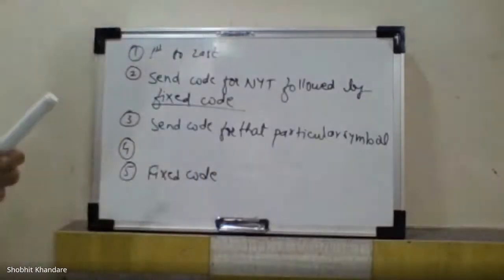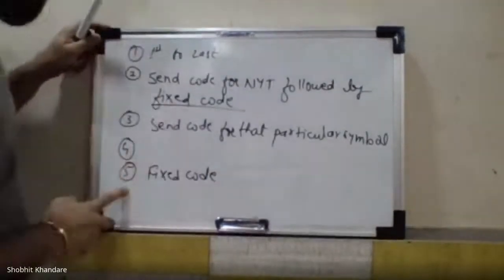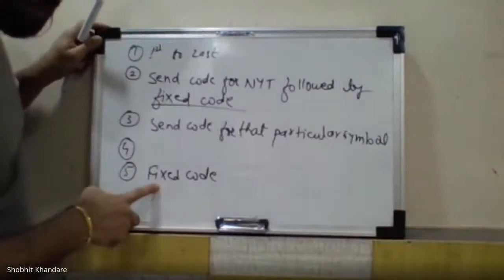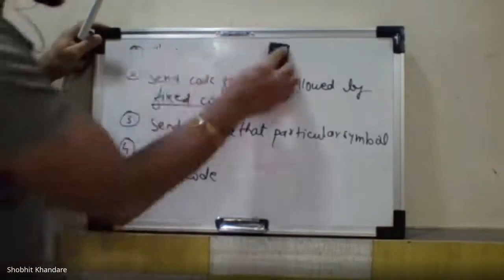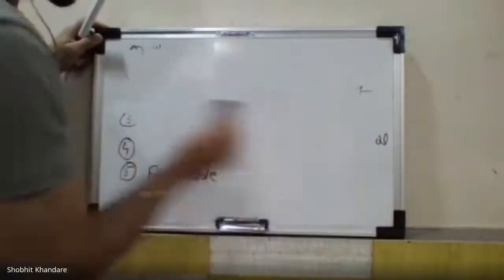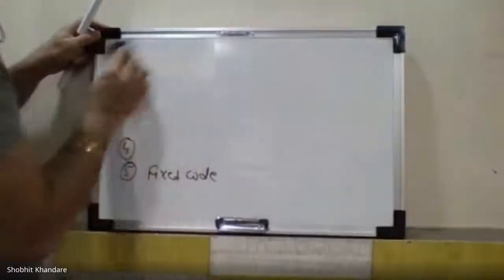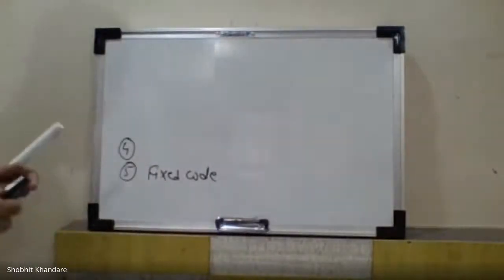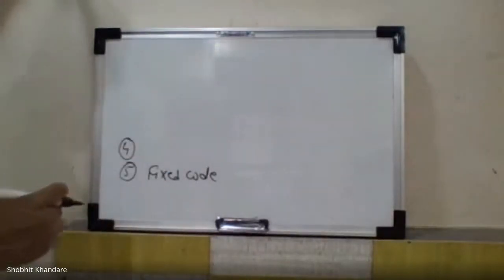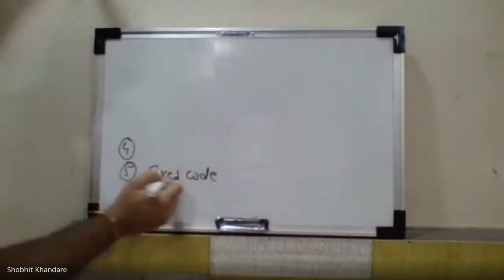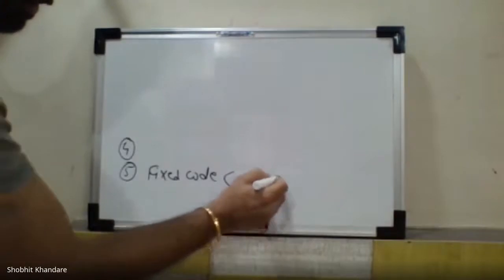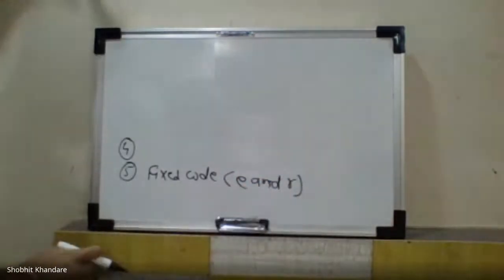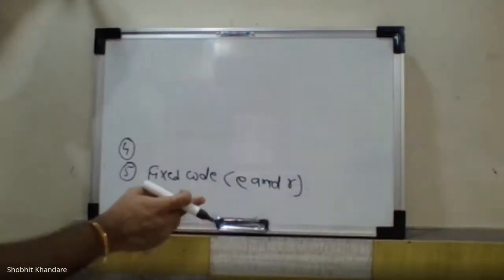Now how do you calculate the fixed code? You have written the small heading as fixed code. How do you calculate the fixed code? Please write it down in the same step number 5 and pay attention. The fixed code is calculated, or bracket में लिखो, fixed code for E and R. We have to calculate the fixed code that is for E and R. How do you get the value of E? How do you get the value of R?